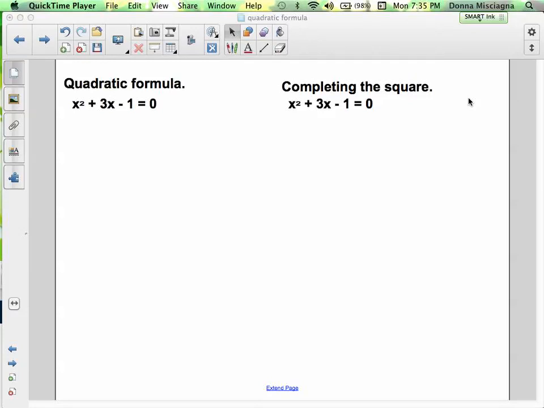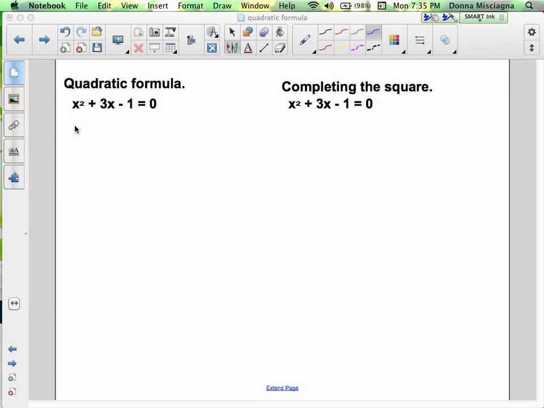Welcome back. All right, so we're going to solve all these problems using both methods, quadratic formula and completing the square. Right? All right, so quadratic formula, let's write the formula. First of all, it is in standard form. Right? And let's write A, B, and C too. A is equal to 1, B is equal to 3, C is equal to -1, right across, x squared, x, and our constant.